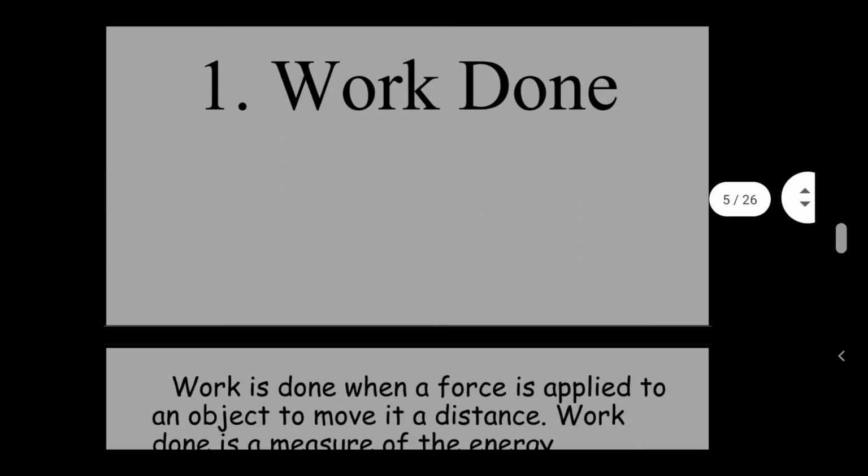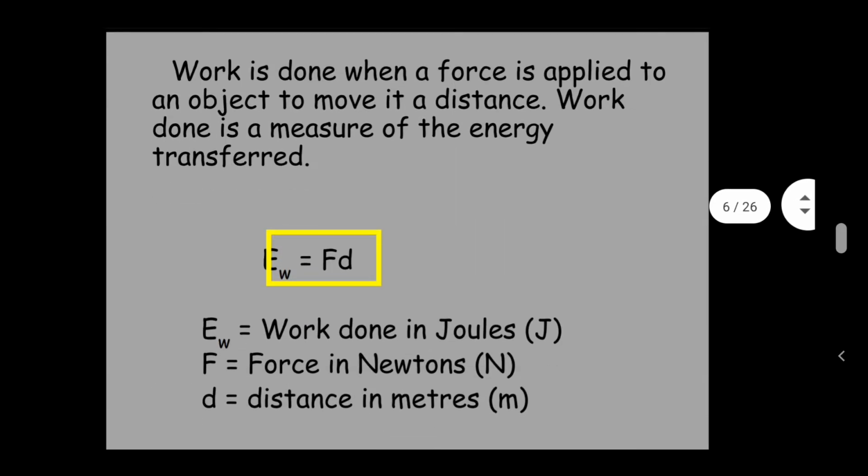So let's look at work done. Work done is simply just, and again, sorry for the formatting issues, it's just a change from PowerPoint to Google Slides. Now, work is done when a force is applied to an object to move it a distance. Work done is a measure of the energy transferred. Now, obviously that's from when the ball was on the ground up to the wall in my video. Work done is in joules, force in newtons, and distance in meters, and it's EW equals FD.